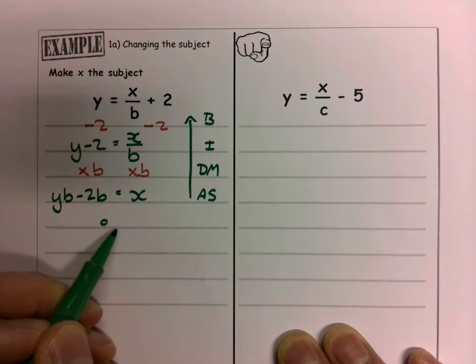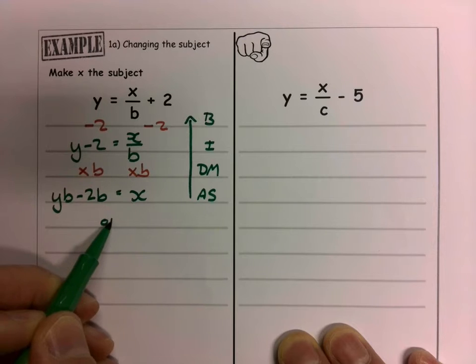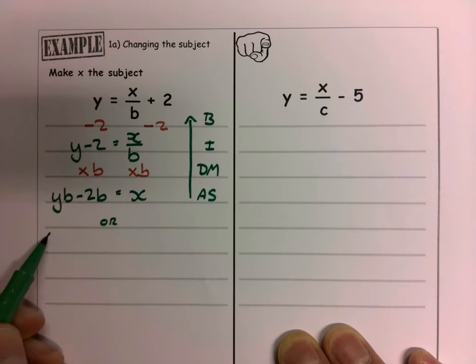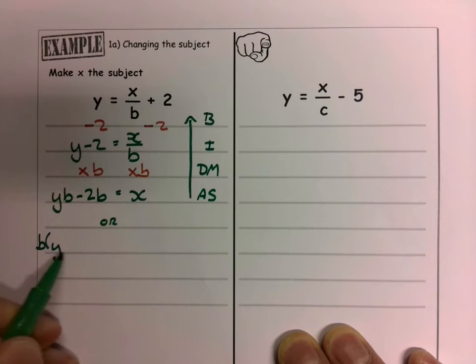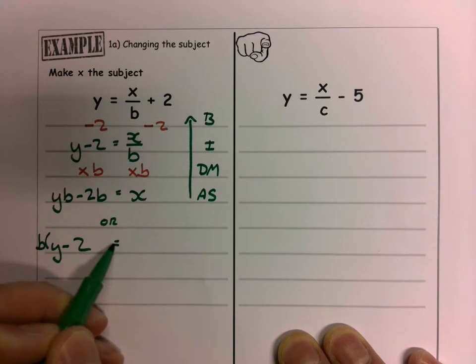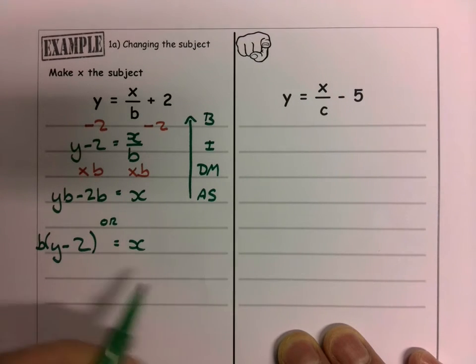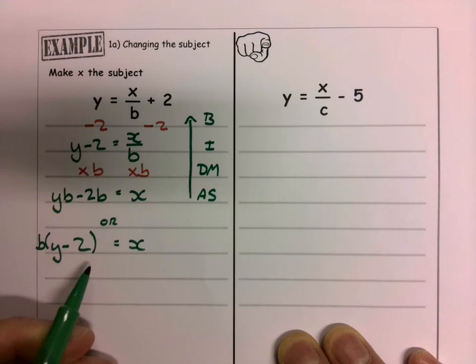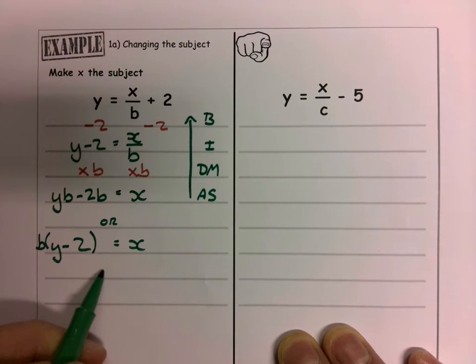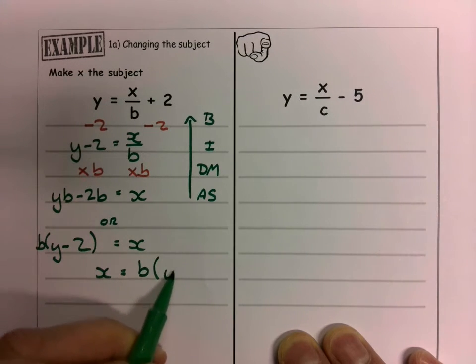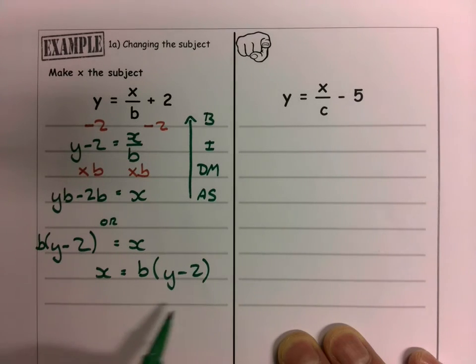Now I could factorize that, so I could just factorize out the b. So I could just say b lots of y take away 2 is equal to x, and then because we normally like to present the x on the left hand side, I can switch that back round, and then we're going to have x is equal to b lots of y take away 2.